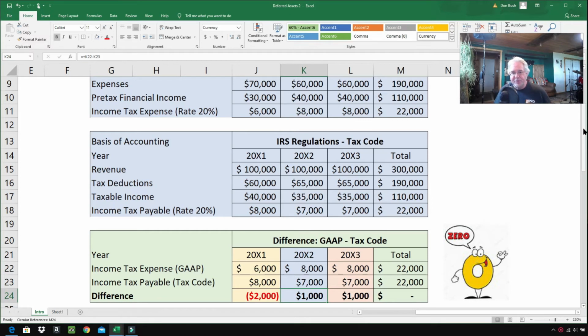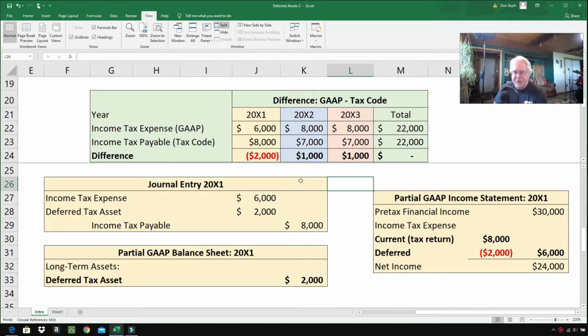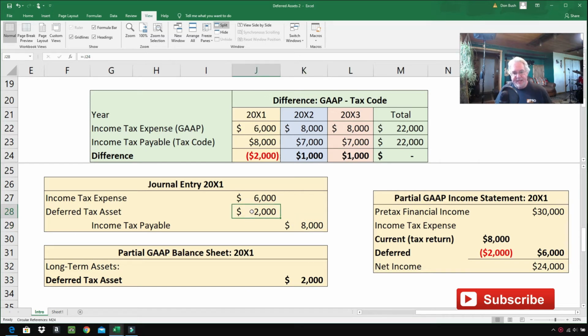So let's go down to the journal entries. So here's the first set of journal entries, and they're in yellow. I color coordinated it so it's easier to follow. So the income tax expense of $6,000 is debited here. Income tax expense $6,000. Income tax payable is a liability, and I'm crediting it for $8,000, which is a difference of $2,000 here. $6,000 plus $2,000 is $8,000, so our journal entry balances. And we have a deferred tax asset. And one more time, the deferred tax asset is like prepaying your taxes in a sense.